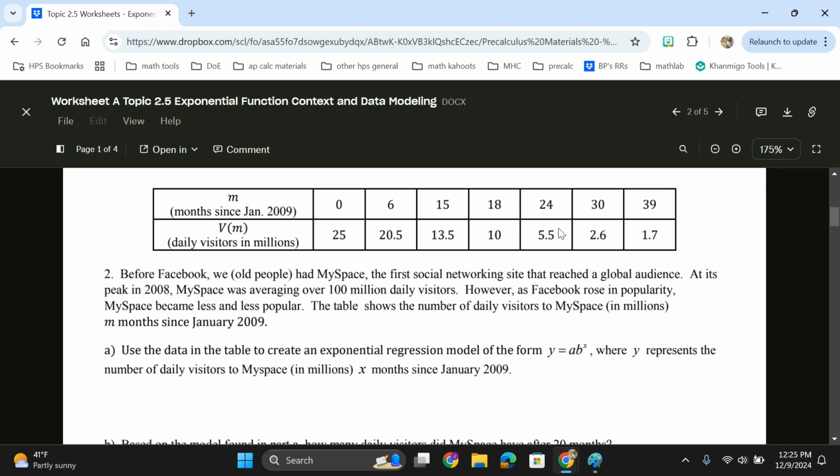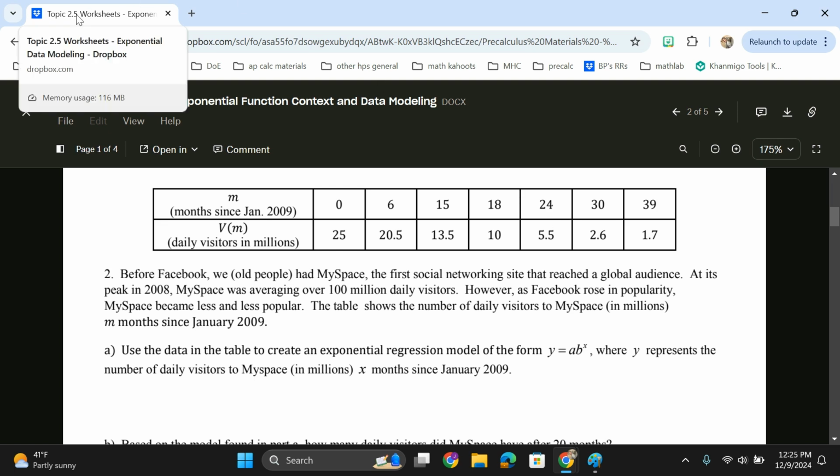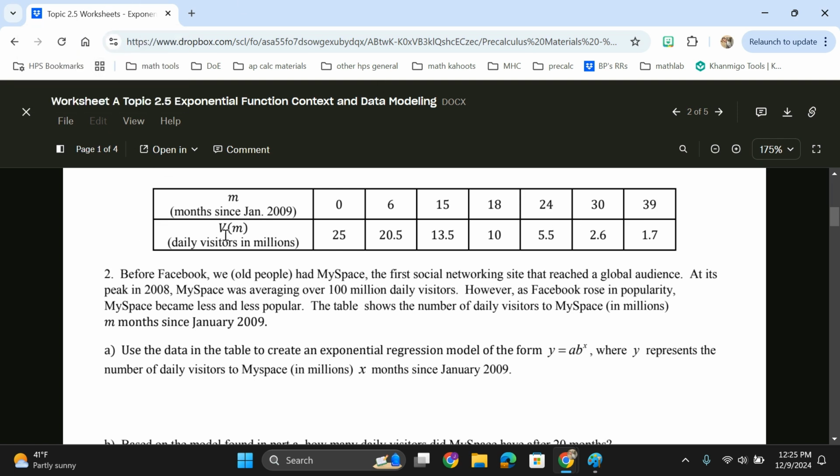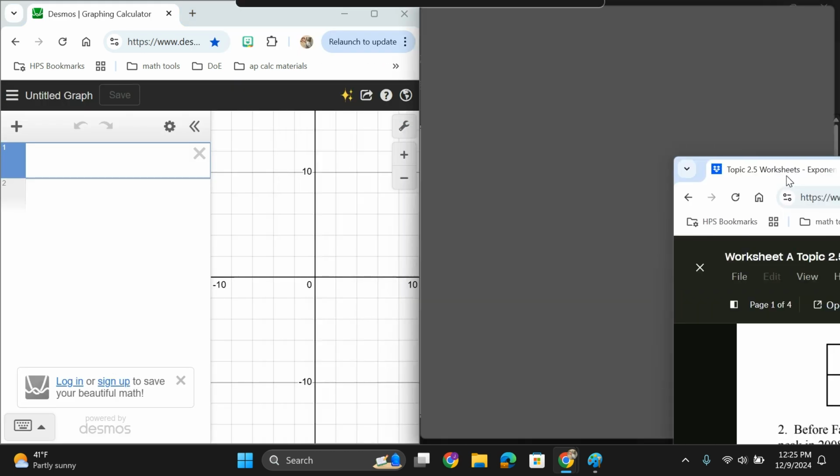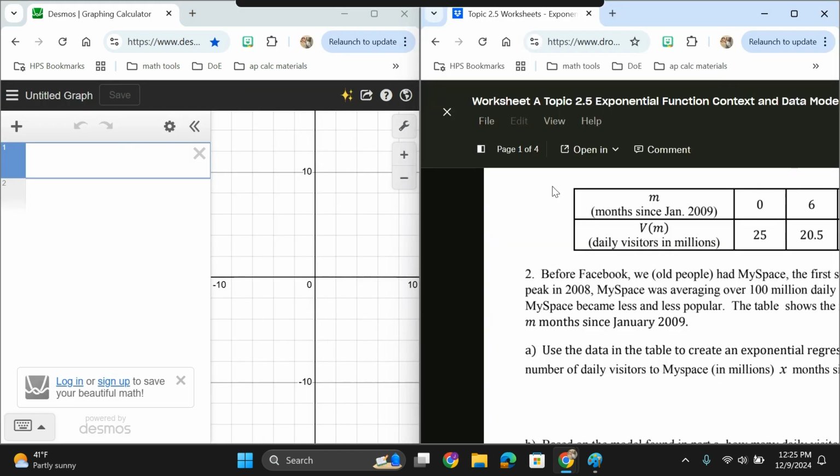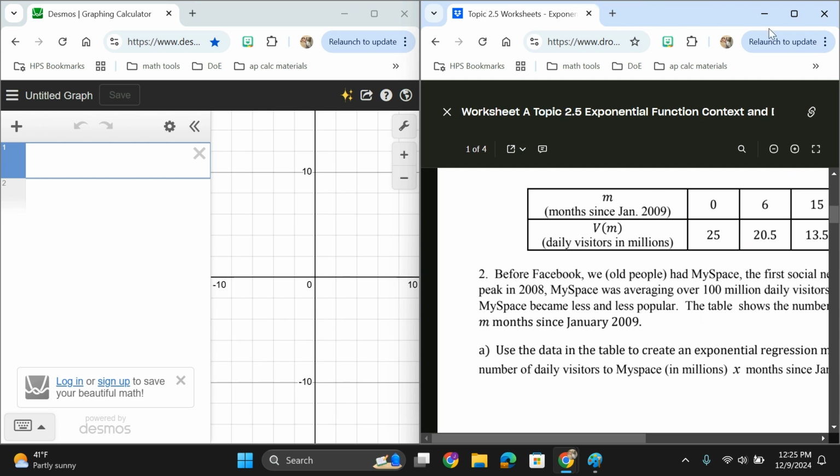On the lesson on Monday, December 2nd, you learned how to take two of these data points and make them into a model. But more often than not, in the real world, you're going to have things that don't quite align perfectly. Now, what do we do? This was a technology lesson. We're going to put this material into Desmos.